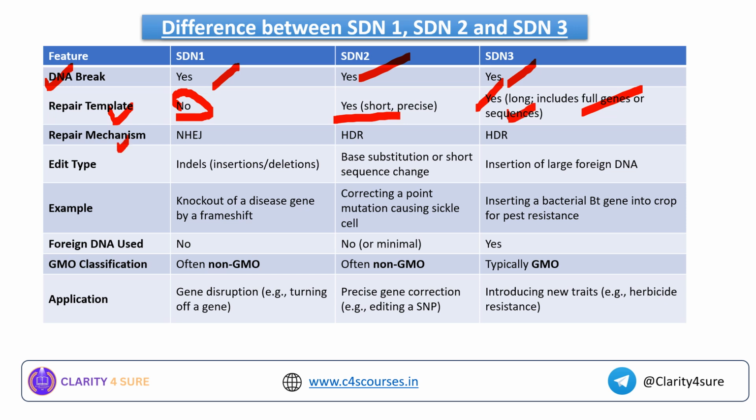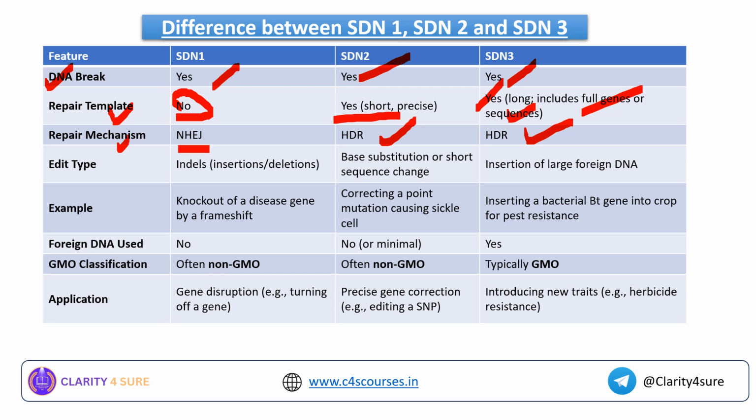The repair mechanism being followed here is NHEJ, which means non-homologous end joining. It means there is no need to include any template. Here it is HDR, and here it is also HDR. What does HDR mean? HDR is homology directed repair, where a template is inserted.